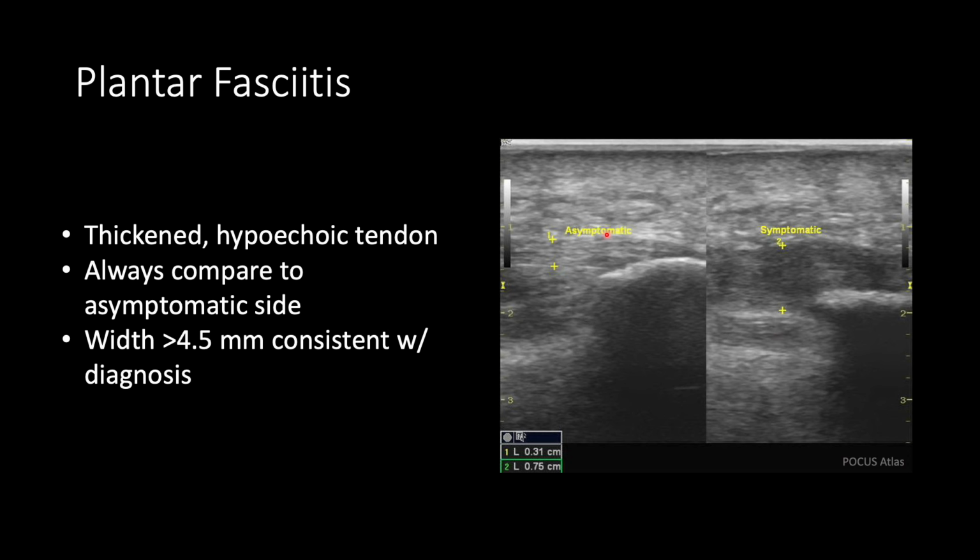On the left side, which isn't bothering this patient, they're measuring 3 millimeters, versus on the symptomatic side, it's thickened up to 7.5 millimeters. So this is a way that you can quantify the diagnosis of plantar fasciitis if you're looking to do so with ultrasound.